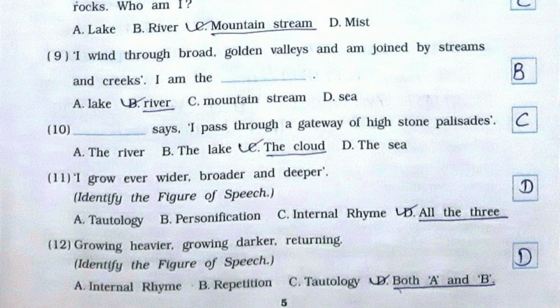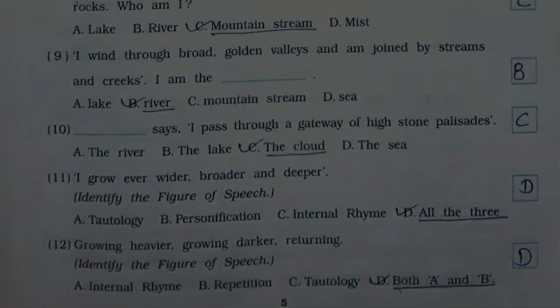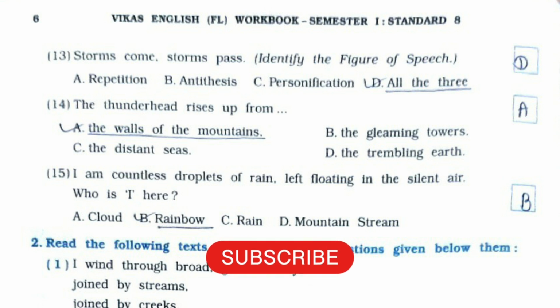Tenth, the cloud says I pass through a gateway of high stone palisades. It's option number C. 11th, I grow ever wider, broader, and deeper. It's option number D, all the three. 12th, growing heavier, growing darker, returning, that is, identify the figures of speech. It's option number D, both A and B. 13th, storms come, storms pass, identify the figure of speech. It's option number D, all the three.